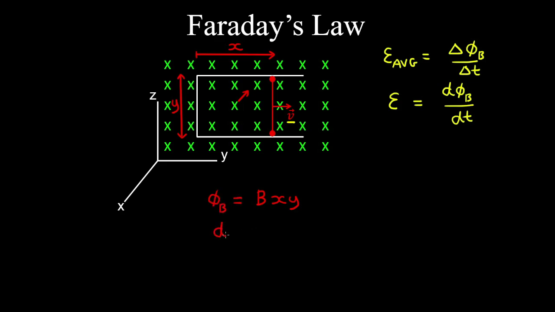And therefore the change in magnetic flux with respect to time is equal to B times y, which are constant because the rod is moving in the x direction. So therefore we have B y dx/dt. And the change in position of the rod with respect to time is the velocity.